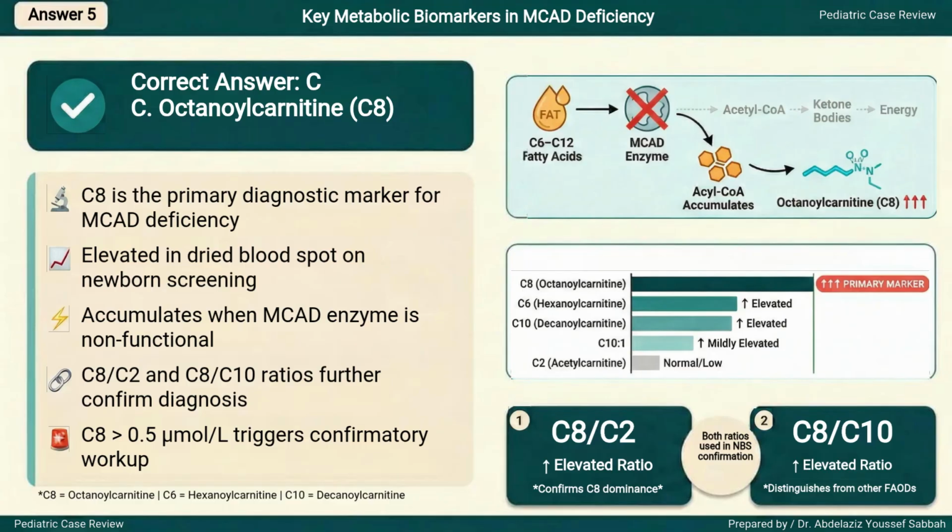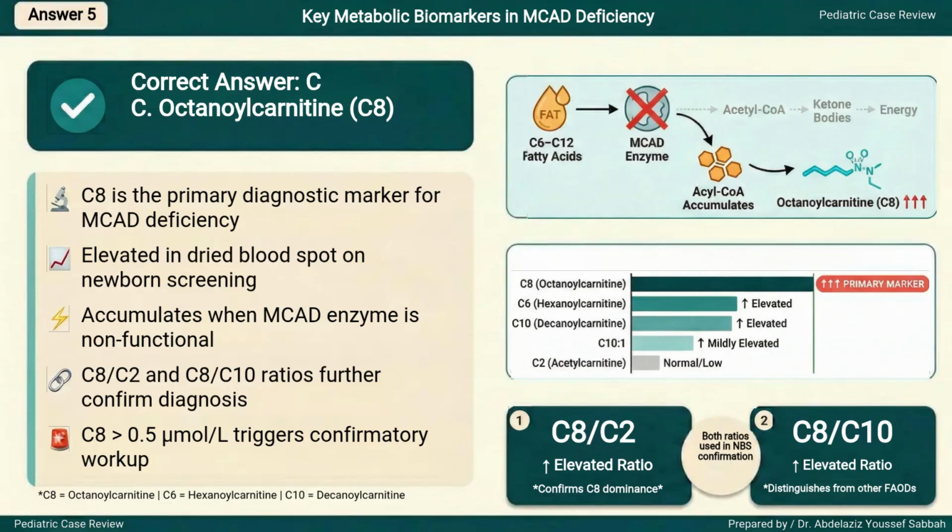It is elevated in the dried blood spot on newborn screening because it accumulates when the enzyme is non-functional. The acyl-carnitine profile in this deficiency shows C8 as the dominant elevation, with C6 hexanoyl carnitine and C10 decanoyl carnitine also elevated, but to a lesser degree. The C8 to C2 ratio and C8 to C10 ratio are used to further confirm the diagnosis and increase diagnostic specificity. A C8 value greater than 0.5 micromoles per liter triggers confirmatory workup.